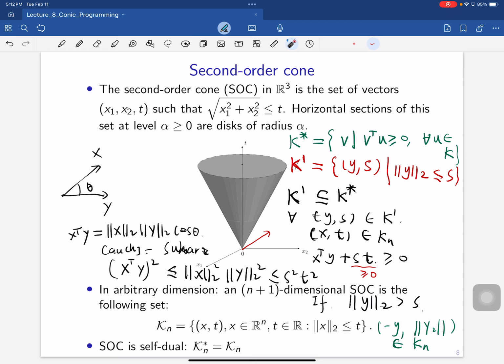So is positive y the boundary? Yeah, if positive y is here, it's not in the cone. Here y is x1 and x2, right? So you should pick the other way around, but let it lie in the cone, because you need to pick a point in the cone for it to have a negative product. Yeah.